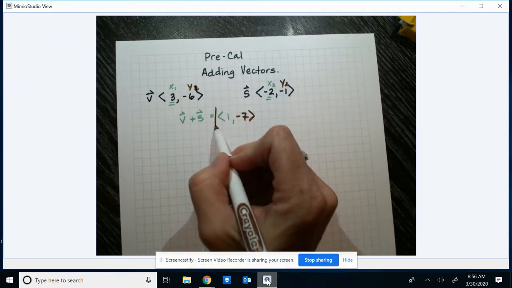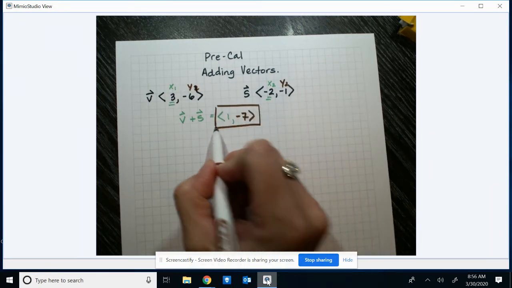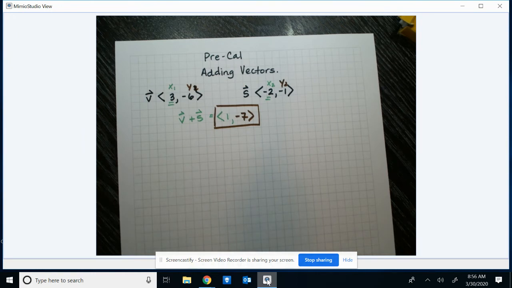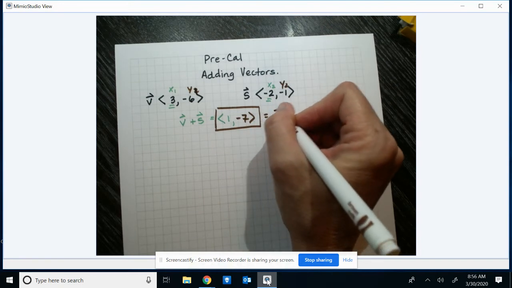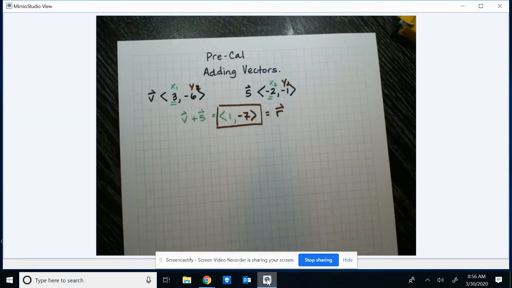So to add two vectors, you're just adding the first values together and the second values together. So this is the resultant vector. So sometimes you'll see the resultant vector as the r.